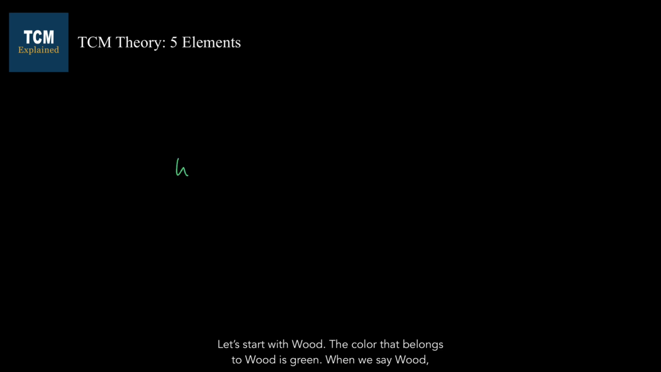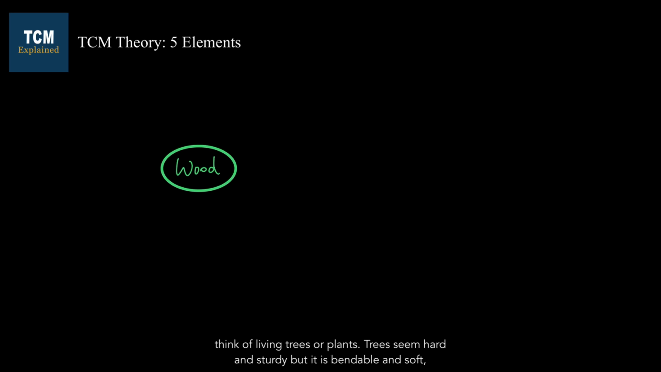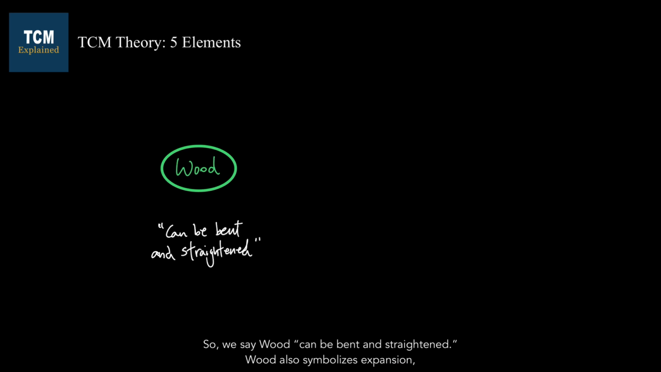Let's start with wood. The color that belongs to wood is green. When we say wood, think of living trees or plants. Trees seem hard and sturdy, but they are bendable and soft because they can grow around anything that blocks them, and they grow straight toward the sun. So we say wood can be bent and straightened. Wood also symbolizes expansion because it grows in all directions, meaning the qi is going from inside to outside.